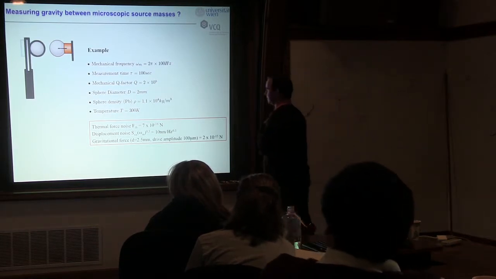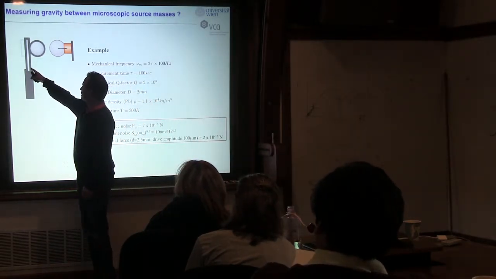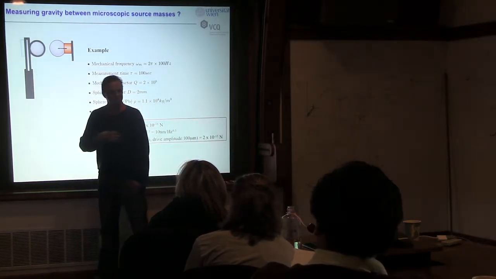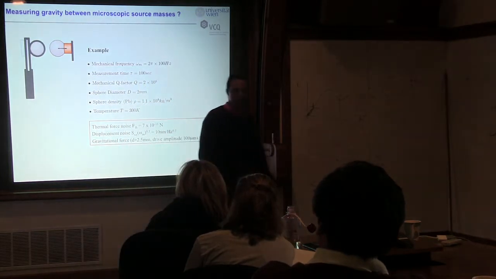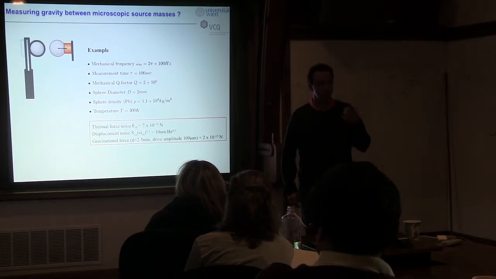So let's take the following situation. Here our harmonic oscillator is just some mass-loaded cantilever, for example, or a mass sitting in an optical trap or magnetic trap and so on.